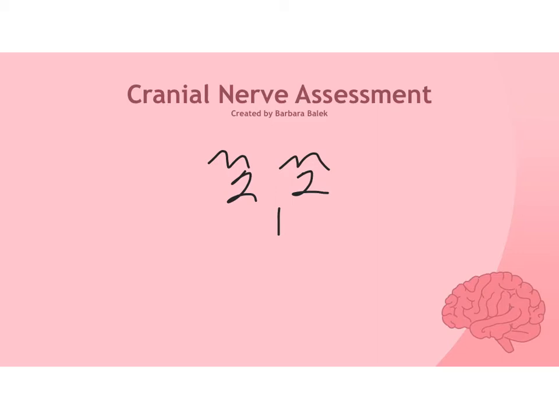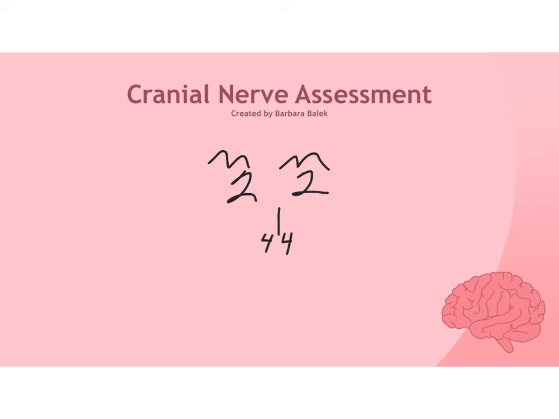Cranial nerve 4, it's down and in. It's part of an extraocular movement. So under the nose, you're going to take a little and write some 4s, like little nostrils, bringing the eyes down and in. 5 is trigeminal.